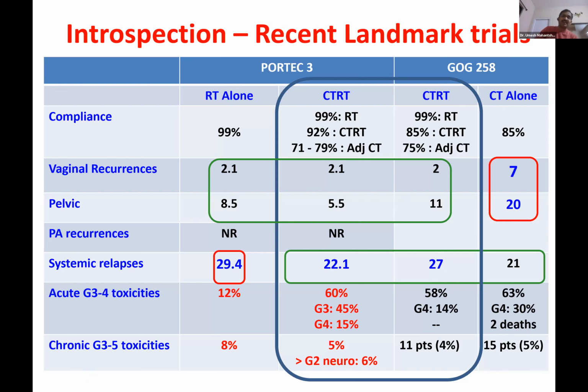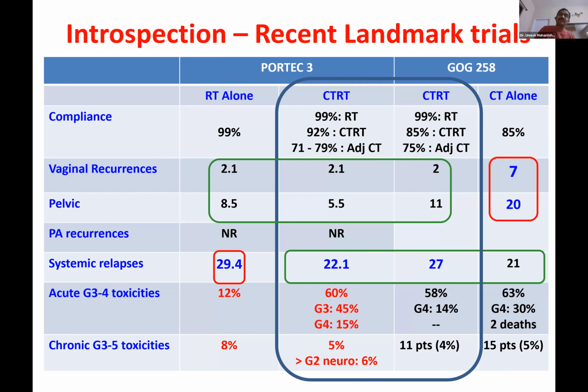And what is striking is that in patients who have a component of pelvic radiation, whether it is RT alone or CTRT, the pelvic recurrences in the form of vaginal as well as pelvic recurrences are quite less. And this looks significantly less as compared to patients who are not receiving pelvic radiation, and the last arm is chemotherapy alone. And if you carefully see the systemic relapses, in patients who have received chemoradiation, the systemic relapses is roughly around 23-24% together, GOG-258 and PORTEC-3.